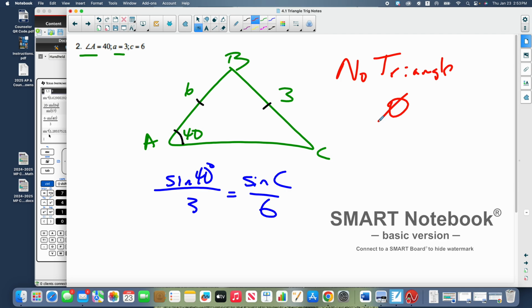So 2 triangles is the same as no triangle? No. There's 3 different things that could happen here. I could have no triangle, it doesn't work. I could have 1 triangle that works, or I could have 2 triangles that work. So this is a situation where no solution doesn't work.